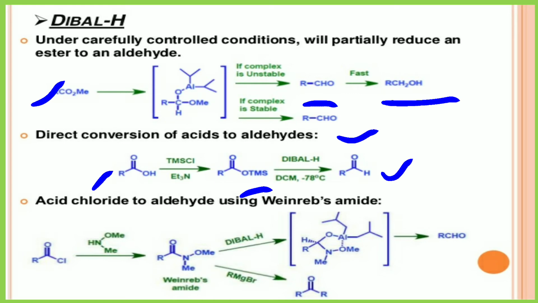Weinreb amide. That means whenever this RCOCl is treated with NHOMe twice, then there is a formation of Weinreb amide. This is a Weinreb amide, which whenever treated with the DIBAL, gets converted to the aldehyde. But whenever it is reacted with the RMgBr Grignard reagent, then there is a formation of the ketone.